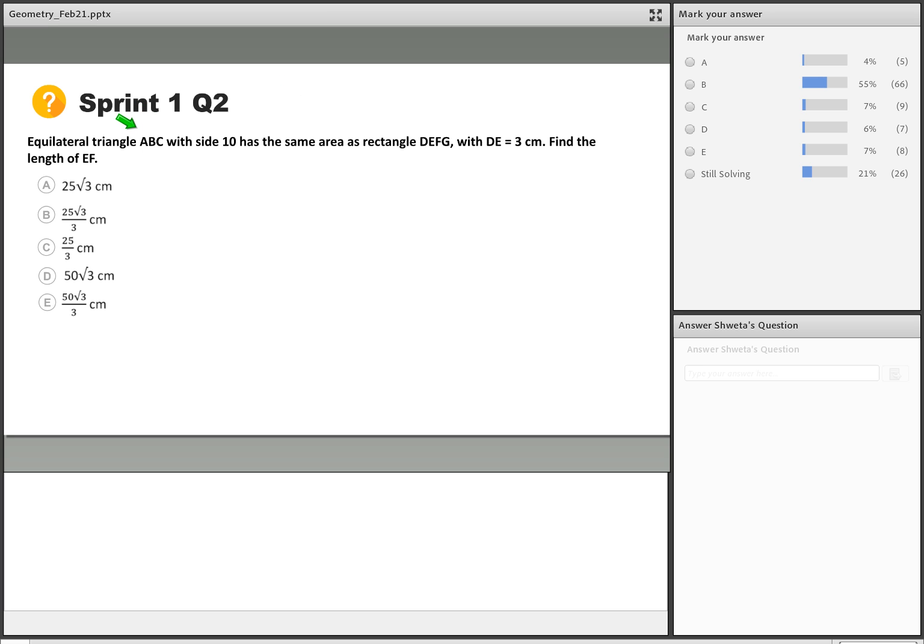What do we have here? Equilateral triangle ABC with side 10 has the same area as rectangle DEFG with DE as 3. Find the length of EF. So this is another side of the rectangle. Now in this case, we just have one new thing, an equilateral triangle. Now this is a triangle which has all 3 sides equal. So it's 10, 10, 10 like this. And this is how your rectangle would look with DE as 3 and EF as question mark, which is what I want to find out.